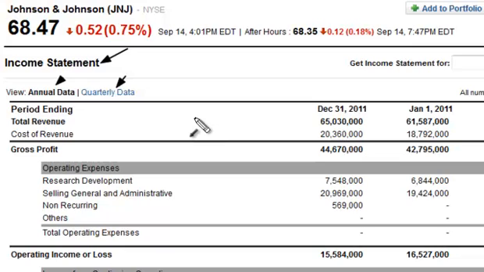You can find an income statement for publicly traded companies almost anywhere. Google Finance will have it. Your discount brokers will have them. You can actually go to a lot of the companies' websites, and they'll have their most current annual report up there for you to review.